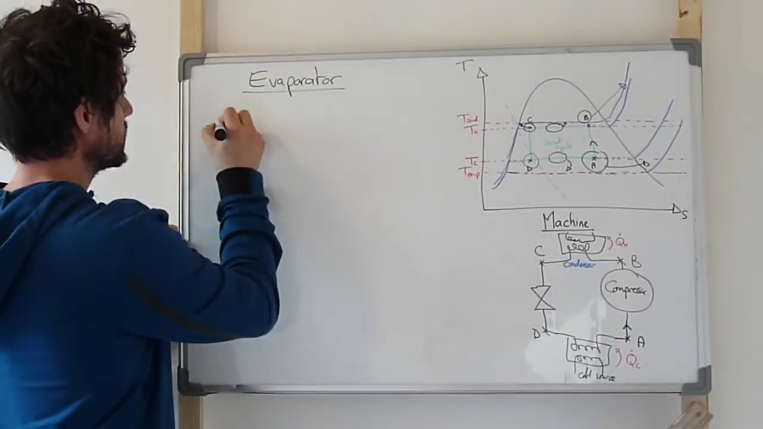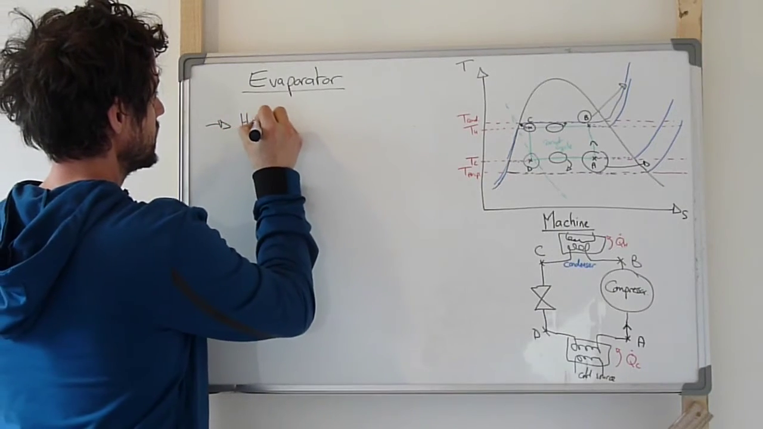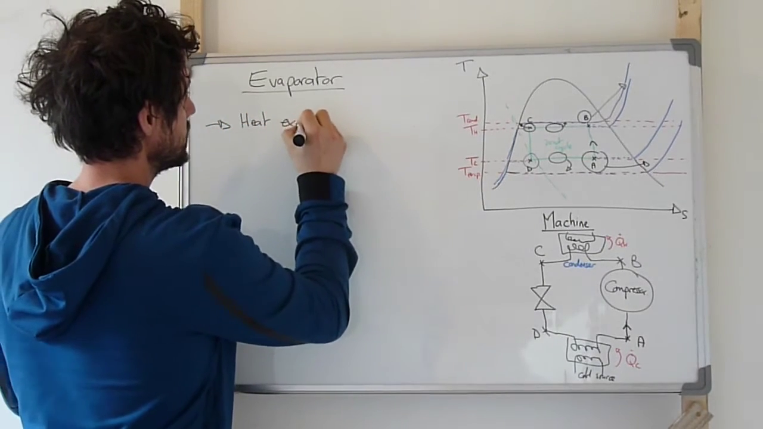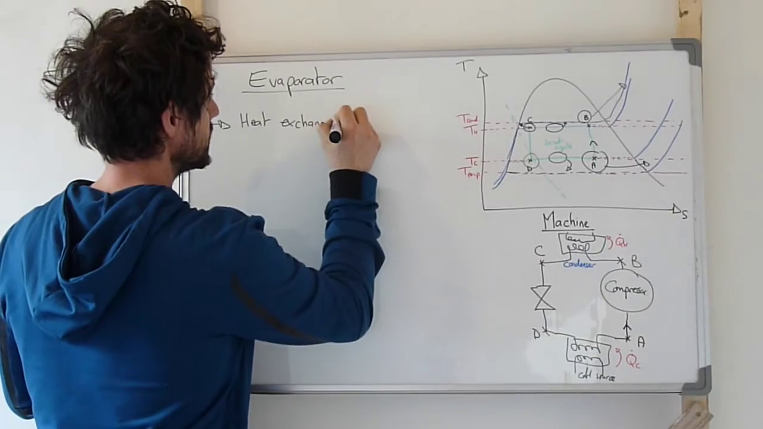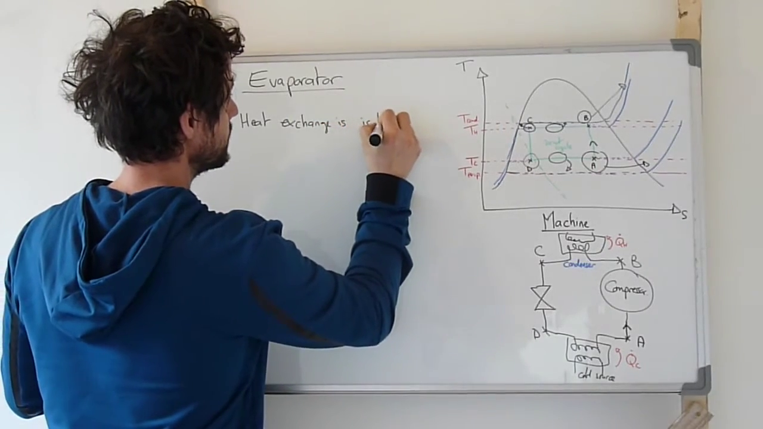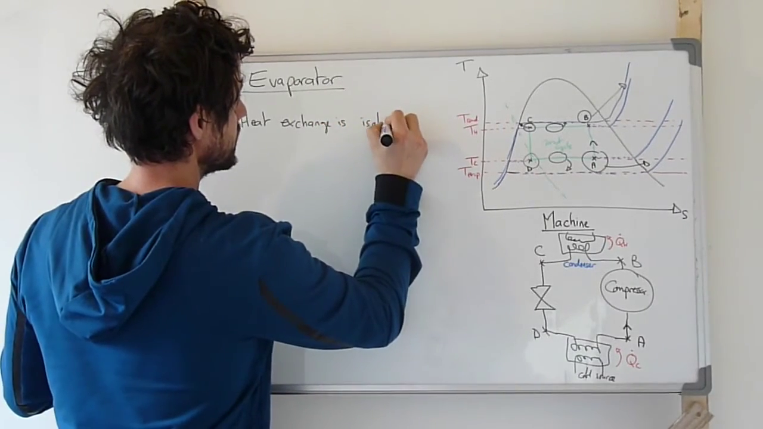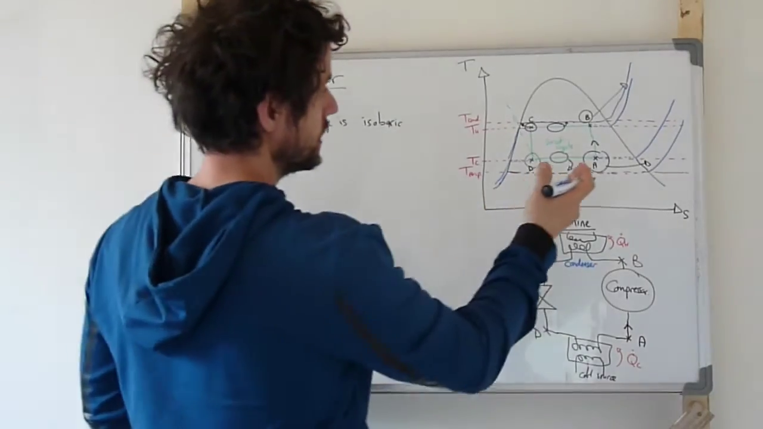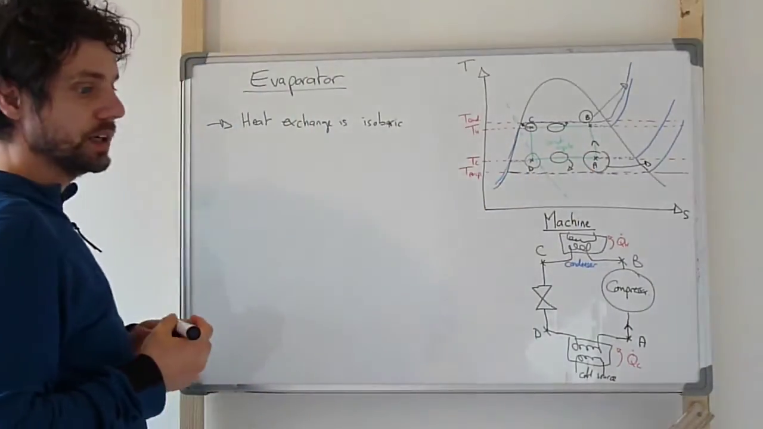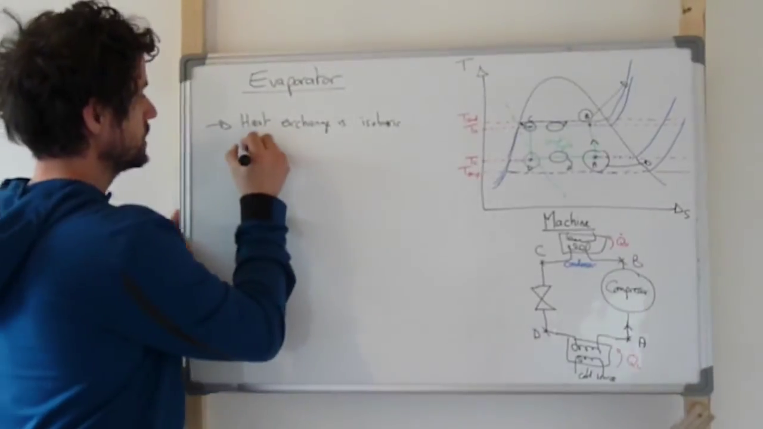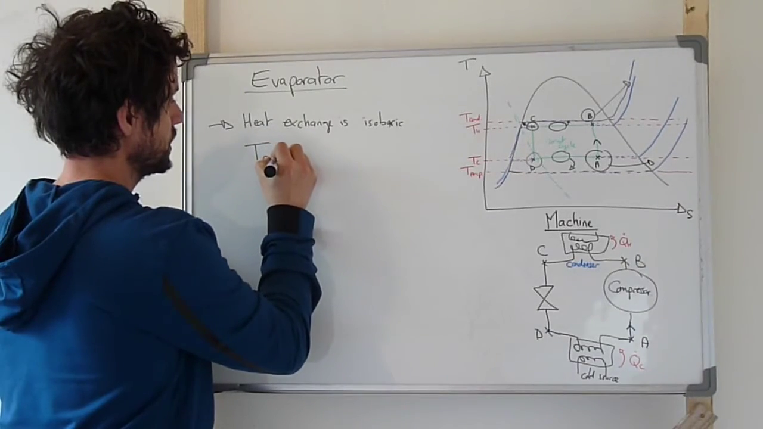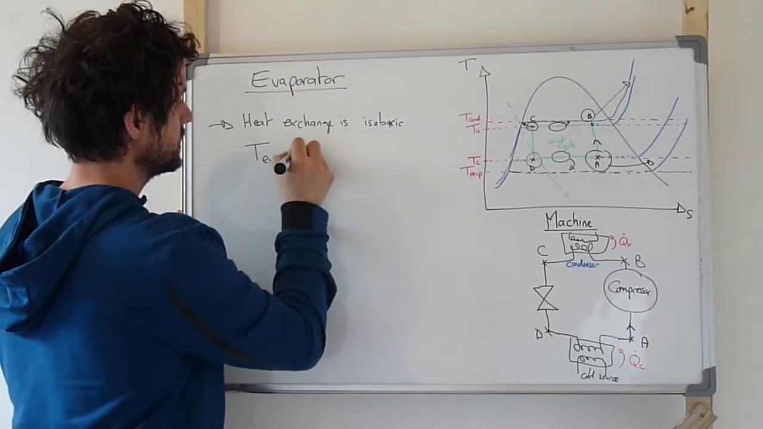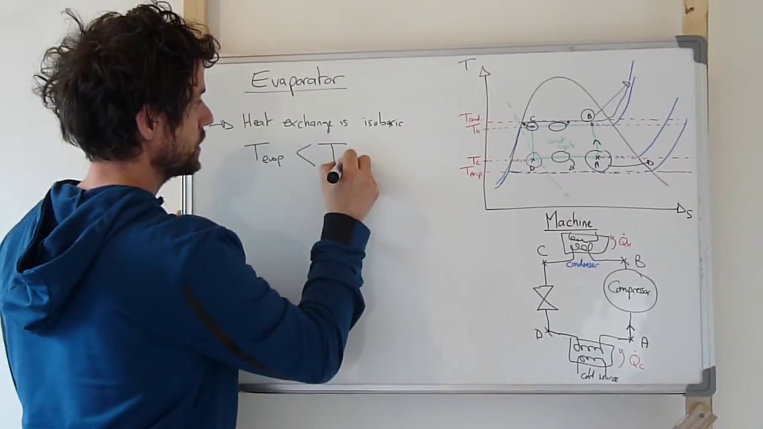So here, once again, the heat exchange is isobaric, and the temperature at which it is done, so T-evap, needs to be necessarily lower than the cold source temperature.